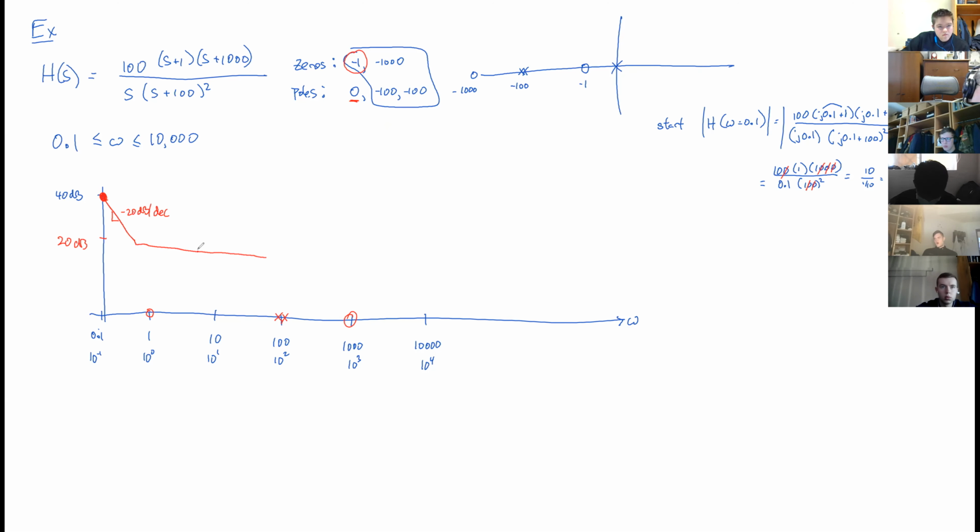And it's going to continue to be flat at a gain of positive 20 dB until we hit these 2 poles here. And what will those 2 poles make it do, Phil? Is that going to drop it? It's going to make it drop. By how much? By 40 dB, right? Because there's 2 of them. By 40 dB. Since it was going flat, now it's going to drop by 40 dB per decade.